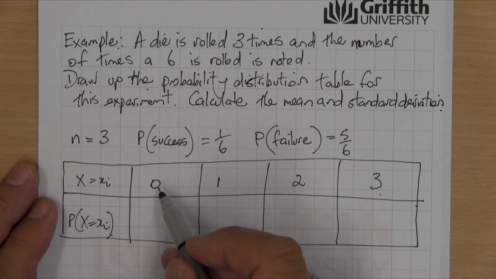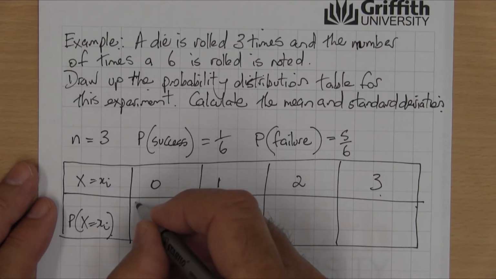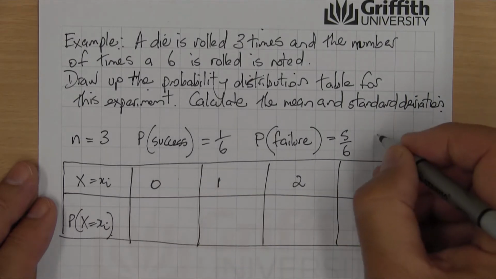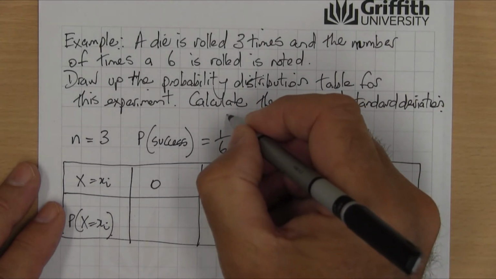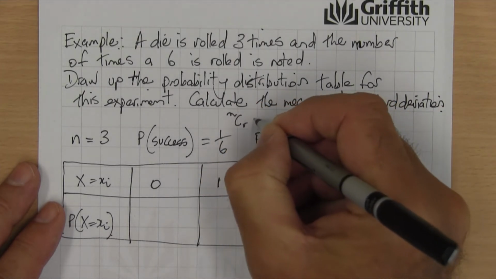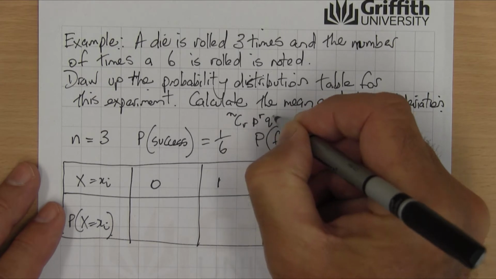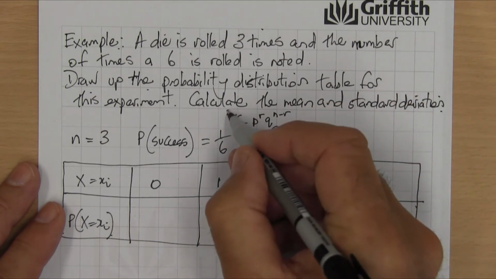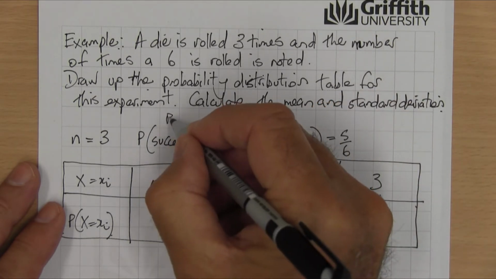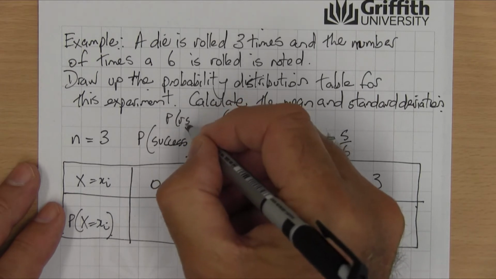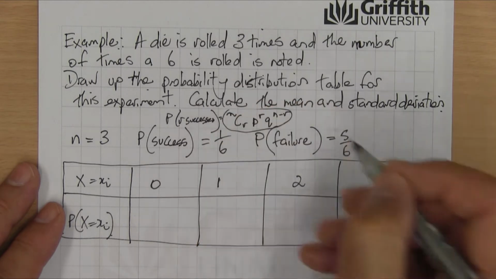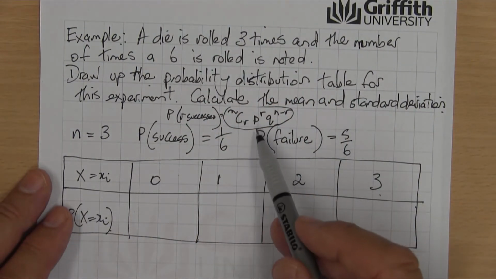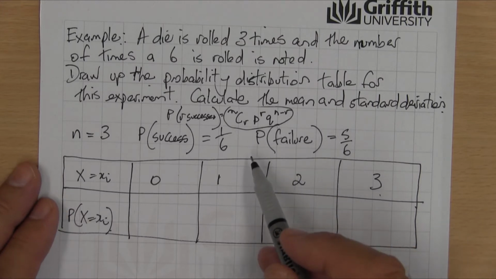Now the probability of 0 successes will be nCr. So the general rule for r successes is nCr p to the r, q to the n minus r. So that's for probability of r successes. This was covered previously. So it's nCr, p to the r, q to the n minus r.